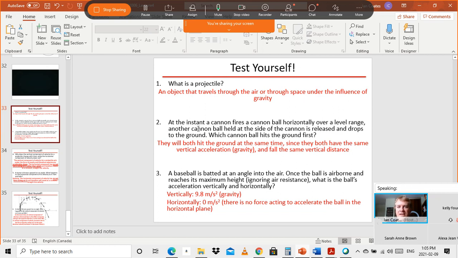At the instant a cannon fires a cannonball horizontally over a level range, another cannonball held at the side of the cannon is released and dropped to the ground. So it's exactly the same thing as the two snooker balls or pool balls. One's flying, one is just dropped. Which is gonna hit the ground first? They both hit the ground at the same time.